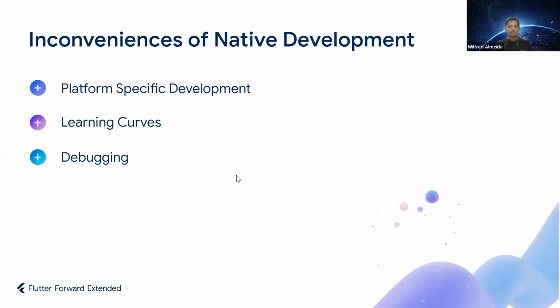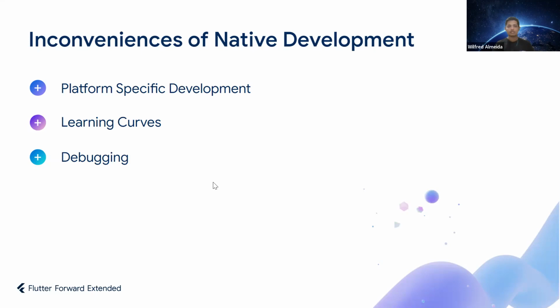Starting off, speaking of the inconvenience that native development has, it is platform specific development. When I say platform specific, you have two major operating systems, Android and iOS, when you are connected with mobile devices. When you want to develop applications for Android and iOS, these are two separate ecosystems. As developers, you need to write different code bases to develop applications on both of these. Now let's think from the perspective of a company.